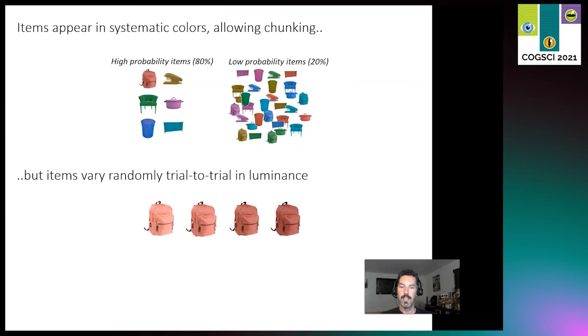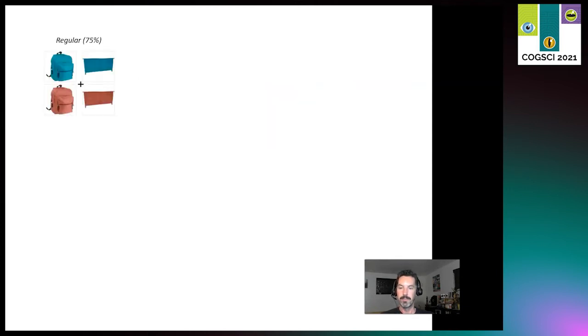And importantly, we also had the items change in luminance randomly on each trial. So while backpacks might usually be red, their luminance was completely random, kind of like how in real life objects will appear in different lighting conditions. This means that some information on each trial cannot be captured by the long-term memory representations, which will allow us to tell apart the two views of how chunking helps working memory.